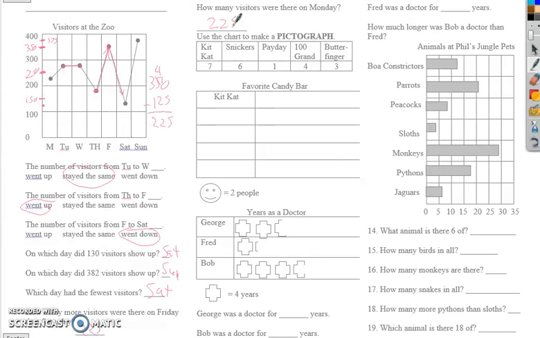Use this chart to make a pictograph. So here is our key. We're going to be using the smiley faces. I'm going to need to put the other names in. So we got Kit Kat's already in there. Snickers, Payday, 100 Grand, and Butterfinger.